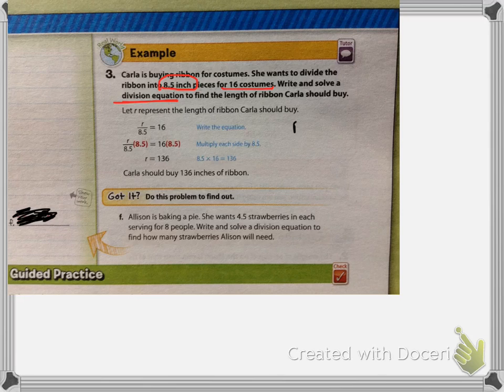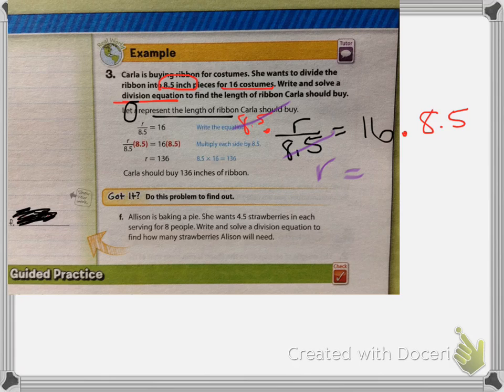So r is going to be the length of the ribbon. See, they told you what to use here. So r is going to be the length of the ribbon divided by 8.5-inch pieces equals 16. So now that you have that, you ask yourself what's being done to the variable. It's being divided by 8.5. So we're going to go ahead and multiply both sides by 8.5. So then this 8.5 goes away, and we are left with r equals, and then out to the side, you're going to want to do the multiplication over here.